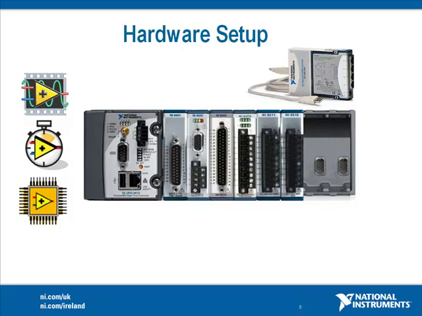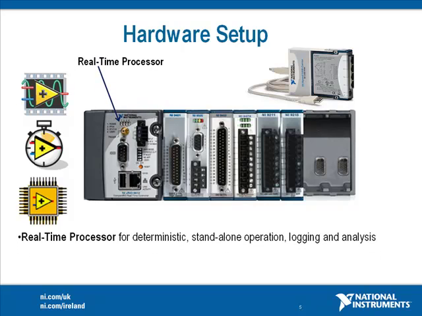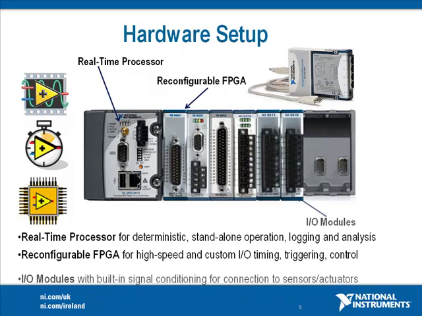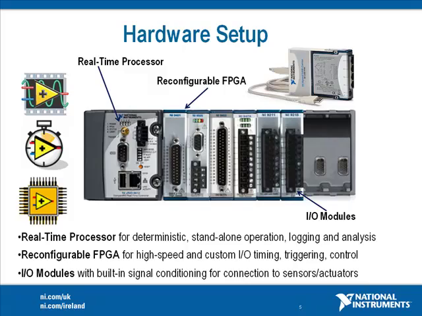We decided on the compact cRIO for its real-time processor, reconfigurable FPGA, and C-series I/O modules. The real-time processor was great for deterministic and standalone operation. The FPGA was used for high-speed and custom I/O timing, triggering, and control, and the C-series modules allowed us to connect directly to our signals with onboard signal conditioning.